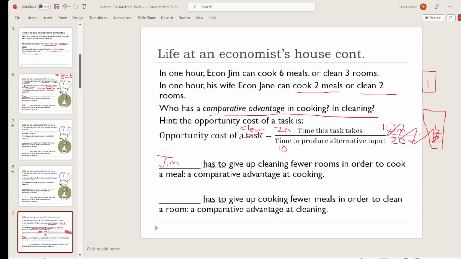Jane, on the other hand, in the time it takes her to clean one room, could have cooked 1 meal, so she's got the lower opportunity cost of cleaning. Jane only gives up cooking 1 meal in order to clean a room. She has a comparative advantage at cleaning.